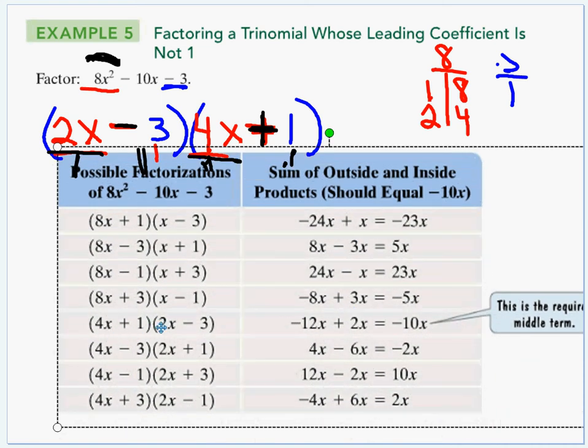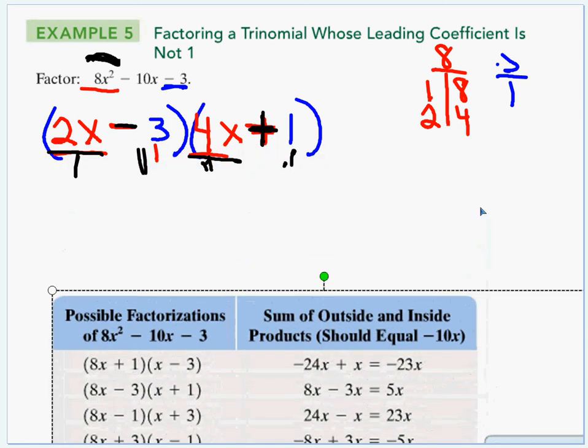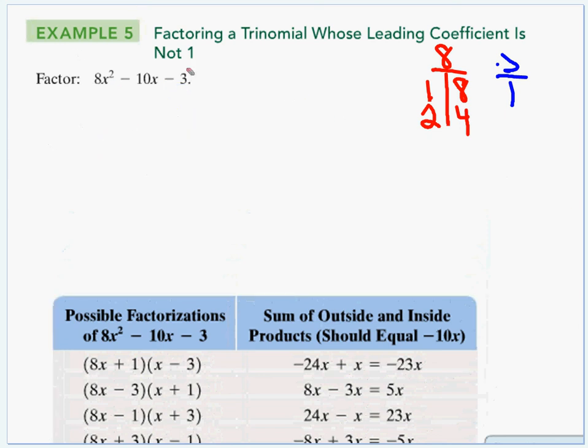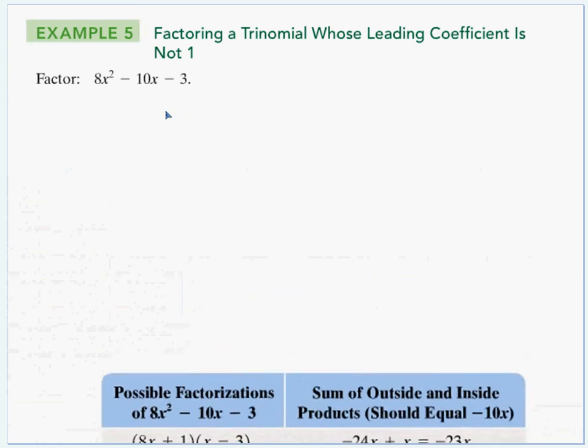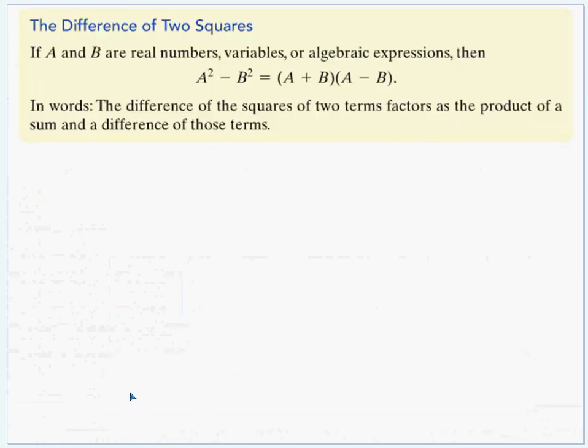You know, our terms 4x plus 1 and the 2x minus 3 does give us the negative 10x in the middle. If we move around the 4 and the 2, or the plus and the minus, we get all these different middle terms, positive 10, negative and positive 2. So it's a good trial and error thing. Again, this is where the ac method really does show its uses, I guess you could say.